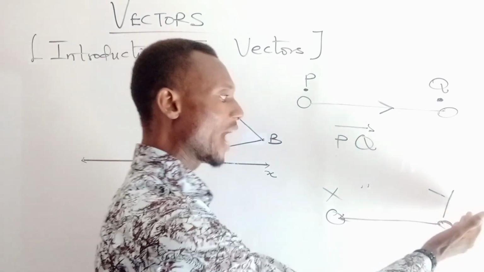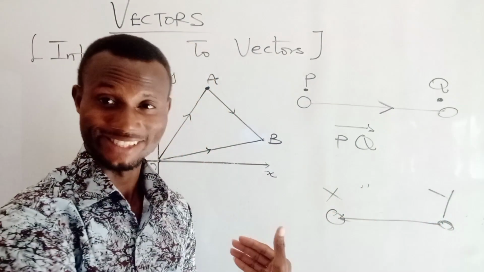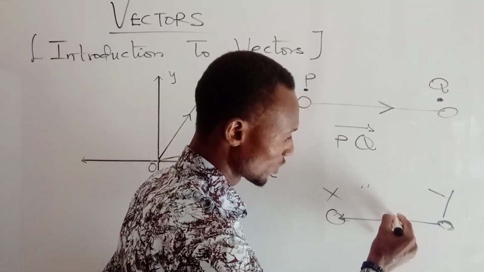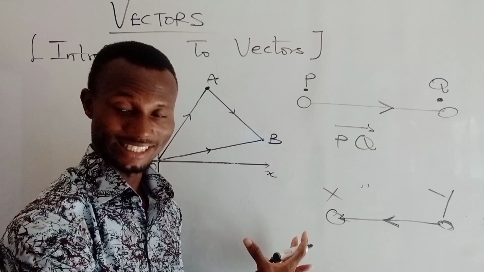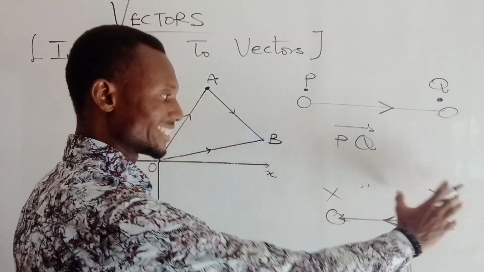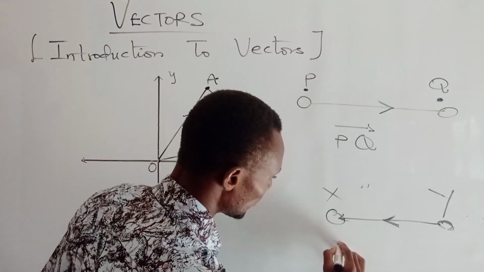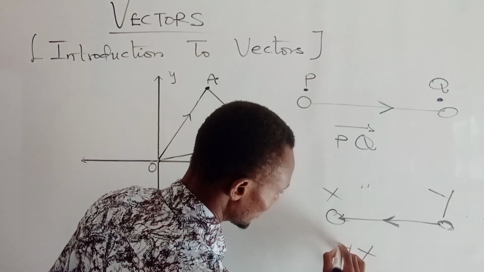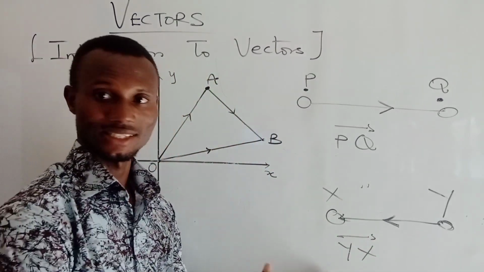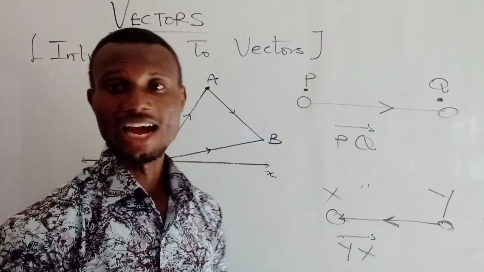Okay, it's from Y to S. So in this case, our arrow will point towards S, because the object was pulled towards S. So we use an arrow to indicate it. I hope you understand up to this point. So if I'm to write this in vector form, I'll write YX, like this. So this is the vector for this illustration. I hope you understand up to this point.